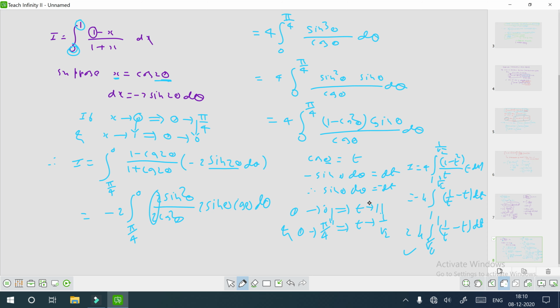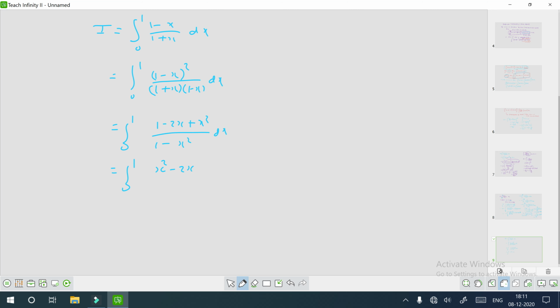Now see here, is there any way to solve this one easily? Let us see that thing also. Integral 0 to 1 of (1 minus x) over (1 plus x). Clear? So can I write here integral 0 to 1 of (1 minus x) whole square over (1 plus x) into (1 minus x) dx? Yes. So 0 to 1, (1 minus 2x plus x square) over (1 minus x square) dx. That we can also write. Then what? 0 to 1, (x square minus 2x plus 1) over (1 minus x square) dx.